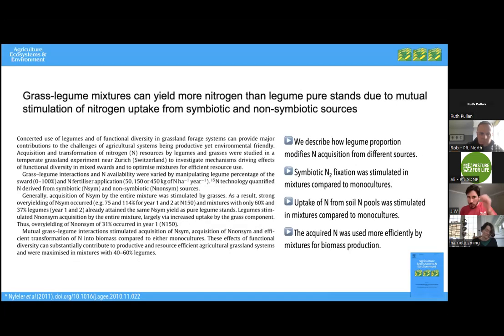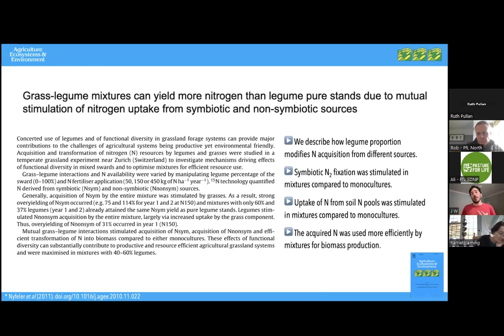But on top of this, they also showed that uptake from the soil nitrogen supply, so this is not from N fixation, but the rest of the soil mineral nitrogen that was existing in the soil, that they also showed that the nitrogen uptake from those pools was also stimulated in the mixtures from the monocultures. So the mixtures were better able to also acquire nitrogen from the soil.